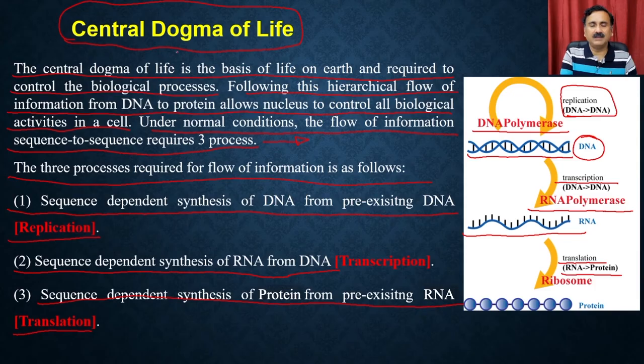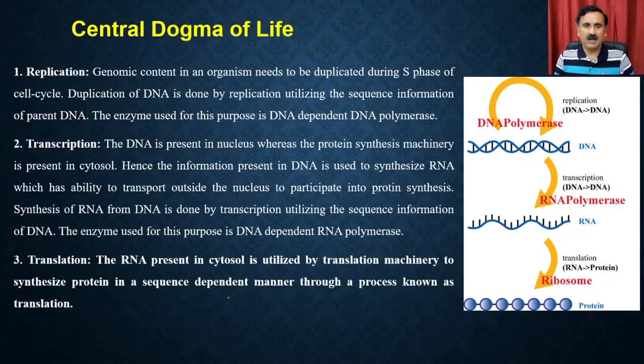So if you want to run the central dogma of life, or if you want to continue all the biological activities within the cell, you have to follow these three events. You have to synthesize the DNA from the pre-existing DNA, and that process is called replication. Then you can have the sequence dependent synthesis of RNA from the DNA, that process is called transcription. And then you can also have the sequence dependent synthesis of proteins from the pre-existing RNA, and that process is called translation. Now we can have more detail about these processes.